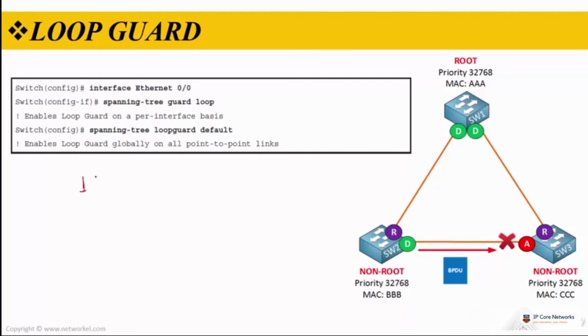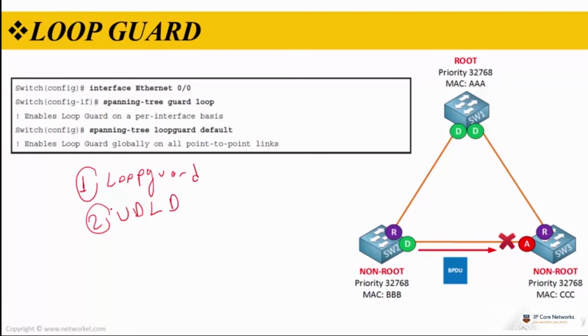The first one is LoopGuard, and the second protocol is unidirectional link detect, that's UDLD.